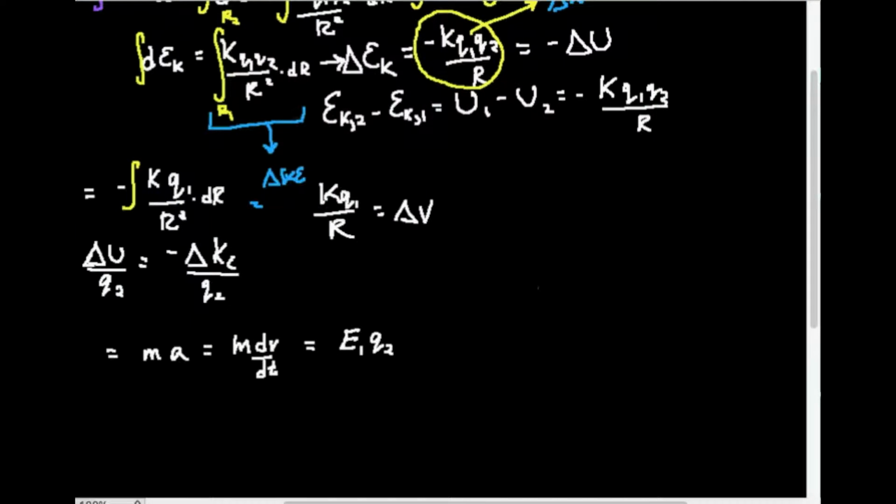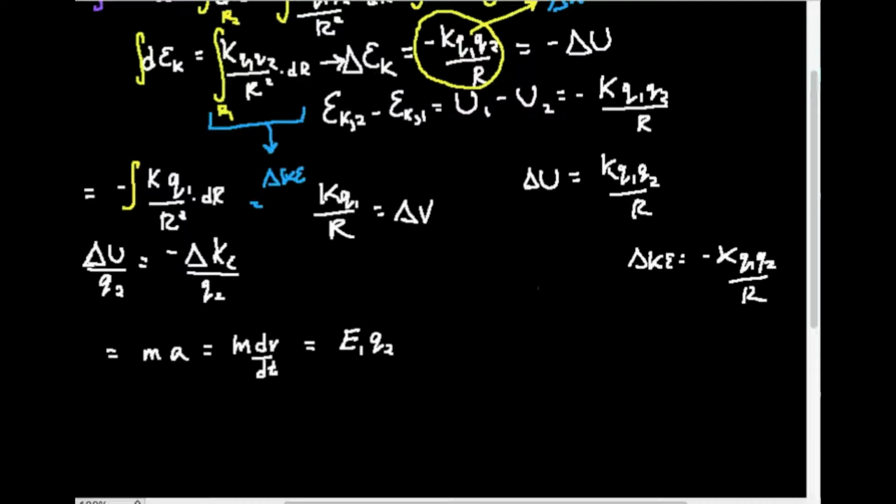What did we say the change in kinetic energy was? Or really, I'll say the potential energy. The potential energy is actually KQ1, Q2 over R, right? Because if this had a negative sign, remember, the change in kinetic energy would be negative KQ1, Q2 over R, right? That comes out of this. But if you take the negative sign away, it becomes change in potential energy.